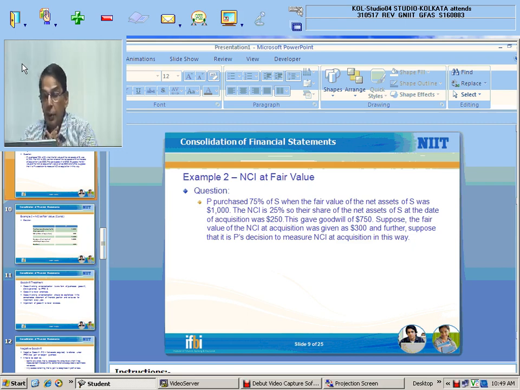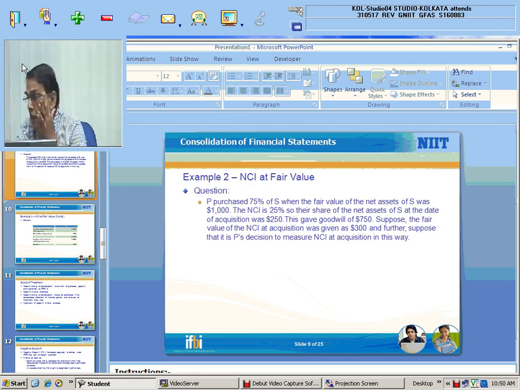Now there is a variation here. Suppose, same example, P purchased 75% of S and the fair value of the net assets of S was 1,000. The NCI is 25%, so their share of the net assets of S at the date of acquisition was 250. This gave us the goodwill of 250. Suppose the fair value of the NCI at acquisition was given as 300, and further, suppose that is P's decision to measure NCI at acquisition in this way: fair value of the NCI at acquisition was 300.